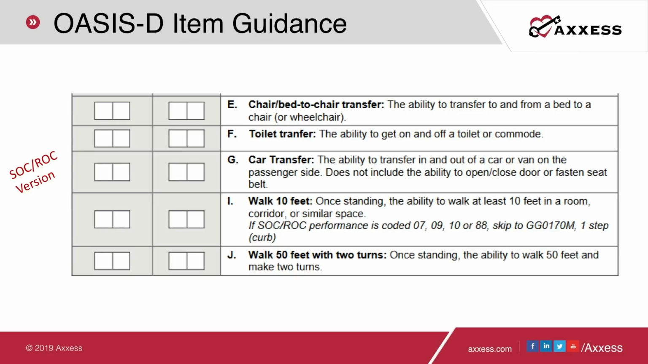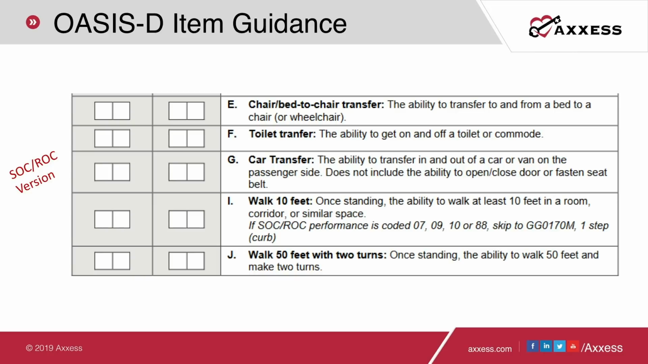Anyway, row G, car transfer. This is the patient's ability to transfer in and out of a car or a van on the passenger side. This does not include the ability to open or close the door or fasten the seatbelt. Now, you may be asking, why on earth do they want to know that for home health? Well, we need to see if the patient can get to other care settings to get health care if they need it, right? And what is their ability to get there? This can also help us to determine homebound status and to justify homebound status if need be.